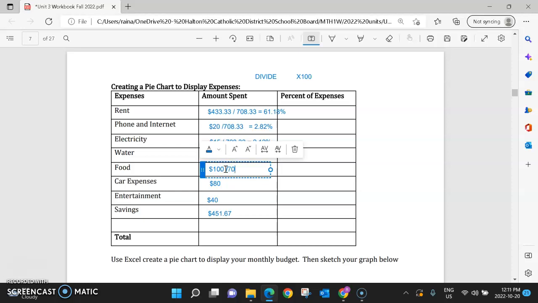100 divided by 708.33, because that's my total, times 100 in order to get a percentage, should give you 14.12%. 80 divided by 708.33, again times 100, should give you 11.29%. For entertainment, again, I'm going to divide it by 708.33 and then times that number by 100, and that's going to give you 5.65%.